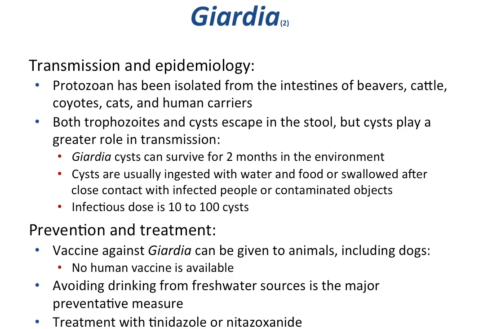So the Giardia can also infect the beavers, the cattle, coyotes, cats. So the trophozoites and cysts can be found in the stool of these animals. Also, Giardia can survive for 2 months in the environment.